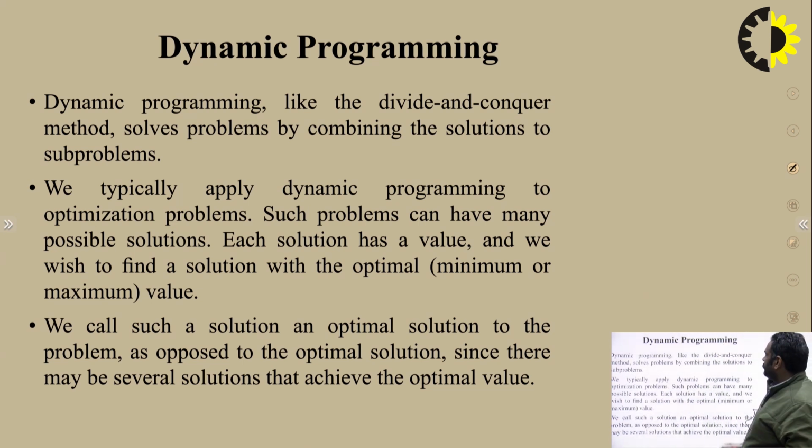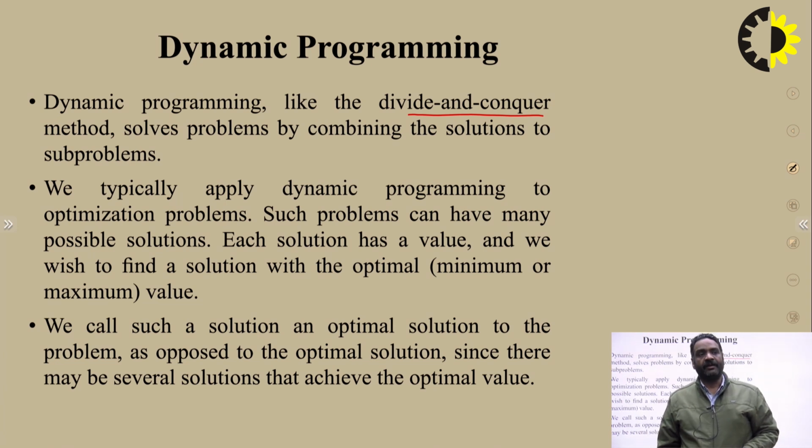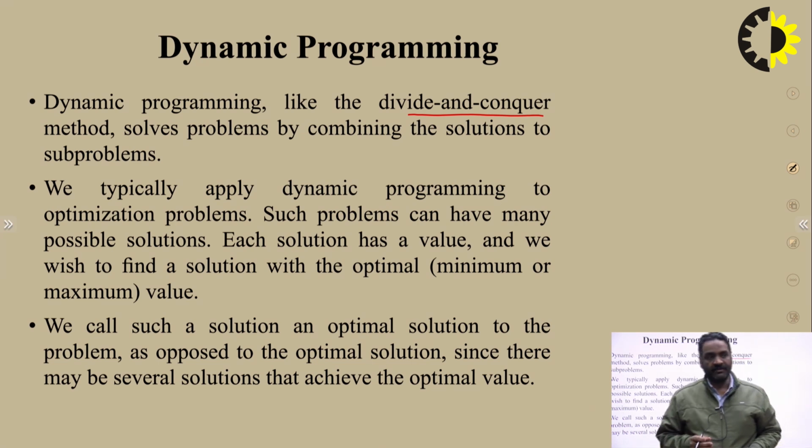Dynamic programming is very similar to the divide and conquer method. It solves a problem by combining the solutions of its subproblems. This means first we need to divide the given problem into subproblems, and after that we find solutions of these subproblems, and in the last we conclude by combining the solutions of these subproblems.